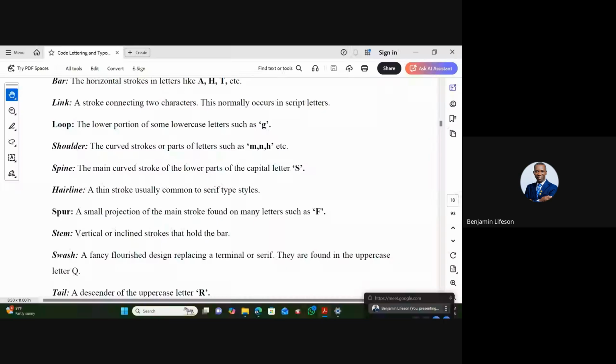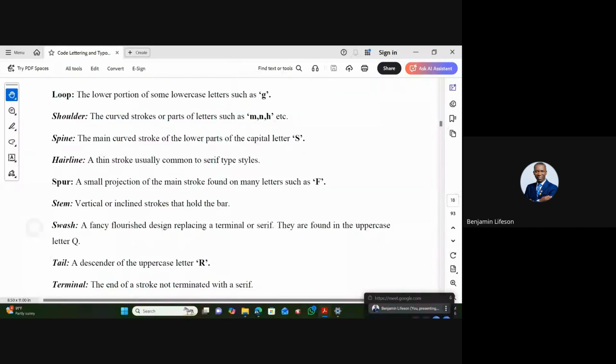Hairline is a thin stroke, usually common to serifs, type style. So when we're looking at the serif types, we realize that we have the hairline, we have the beak, we have the square. So hairline is just a very faint line, usually found in serifs. So that is hairline.